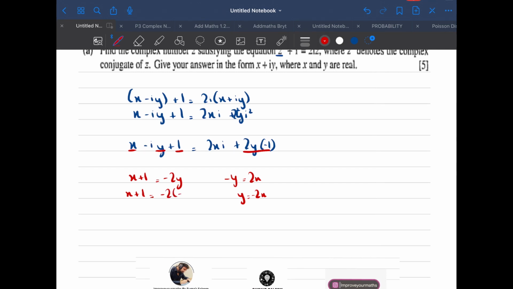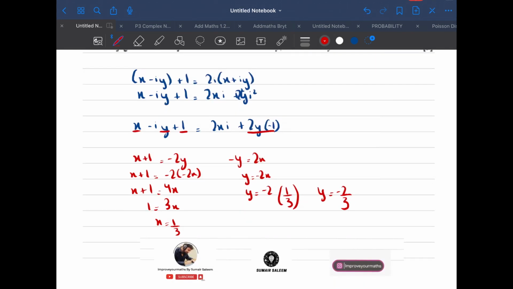Minus 2 into minus 2x. x plus 1 is equal to 4x. That makes 1 is equal to 3x. x is what? 1 upon 3. Now, let's plug in x here. So my y is minus 2 upon 3. Do you get this? So we are clear with the 6th point of complex.